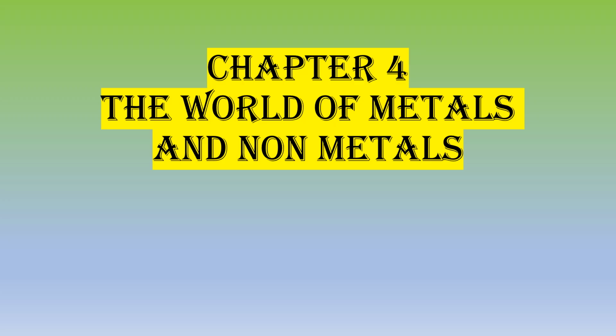So as you are aware, we have completed chapter number 4 from our science NCERT Curiosity book of class 7, that is chapter 4, the world of metals and non-metals, where we have studied about metals and non-metals as well as about their properties which metals and non-metals possess.